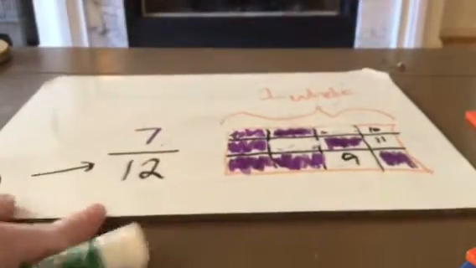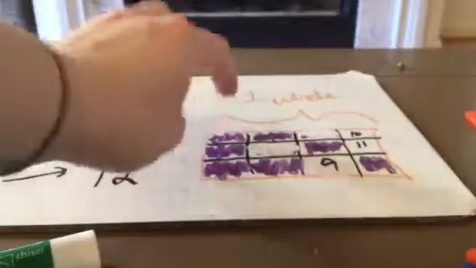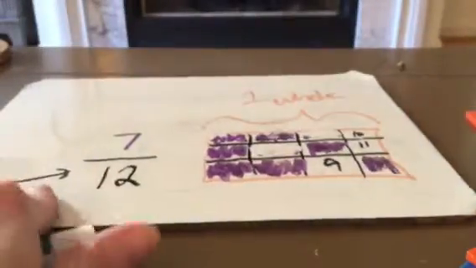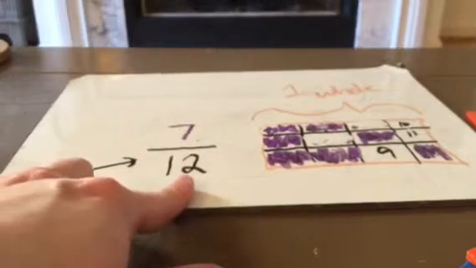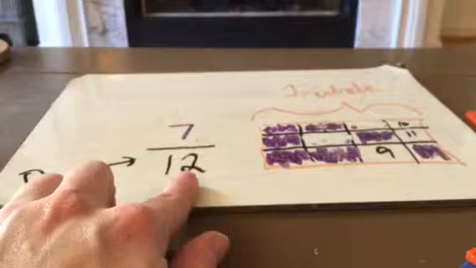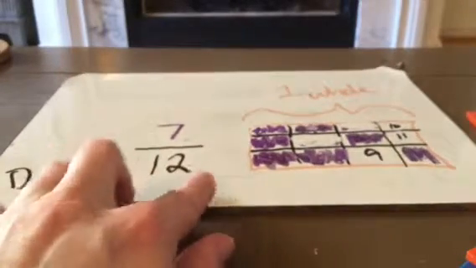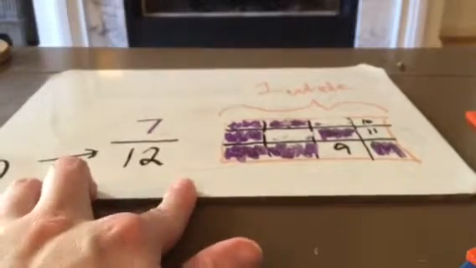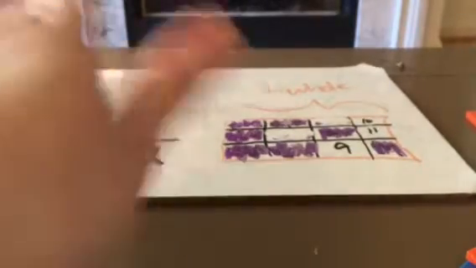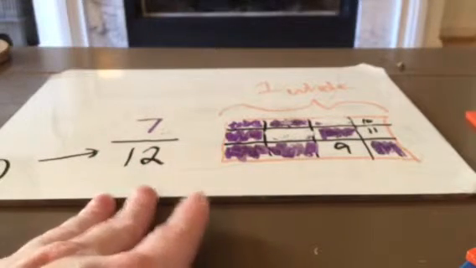And did my whole change? Is my pan of brownies still 1 whole? Yeah, I still have 1 whole pan of brownies that's split into 12 equal pieces. So my denominator is not going to change, because the denominator tells me how many pieces I have in the whole thing. That's not going to change, unless I do some more cutting, but then that's going to change everything. So my denominator stays the same.